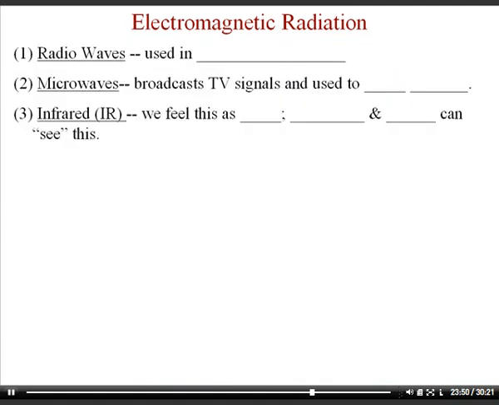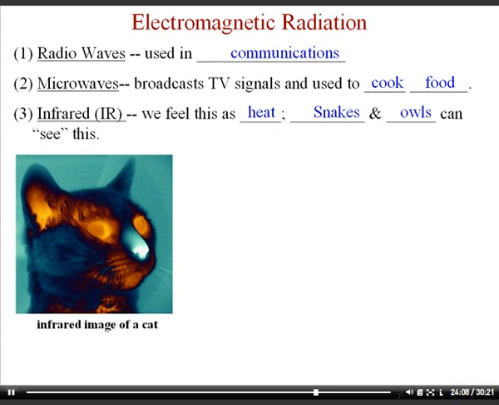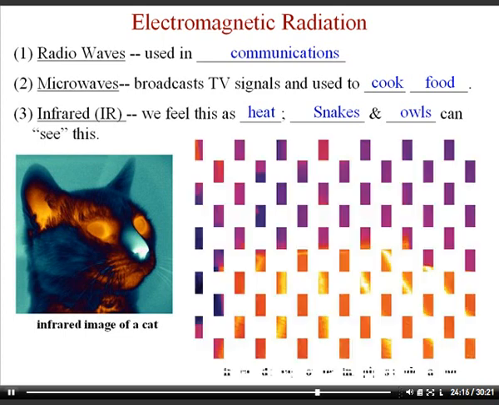Now we talk about the uses of the electromagnetic waves. Radio waves are used in communication. Microwaves broadcast TV signals, and they're also used to cook food. Infrared is what you feel as heat, and some creatures can actually detect this. Some snakes can detect the heat coming off of an animal, and so can owls. And here's an infrared image of a cat. You can see that the color of the ears is warmer than the color of the nose, and that's because the ears are giving off more heat than the nose.